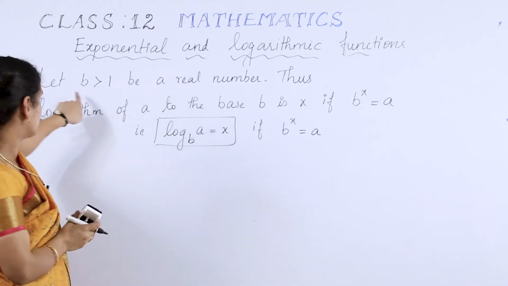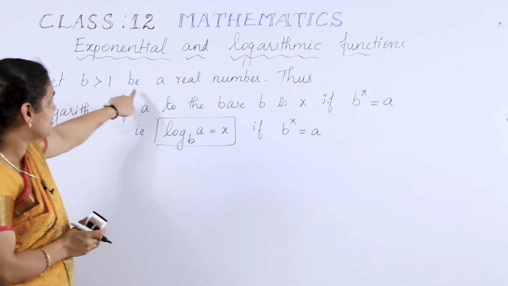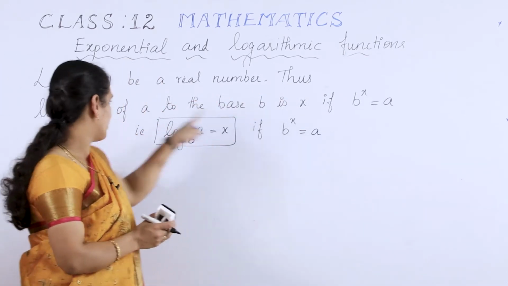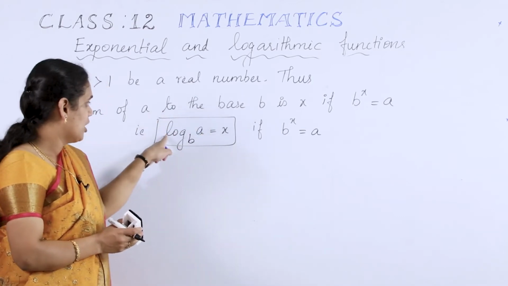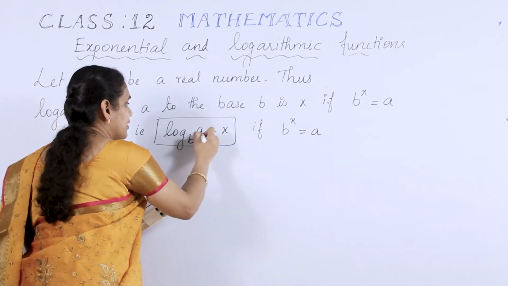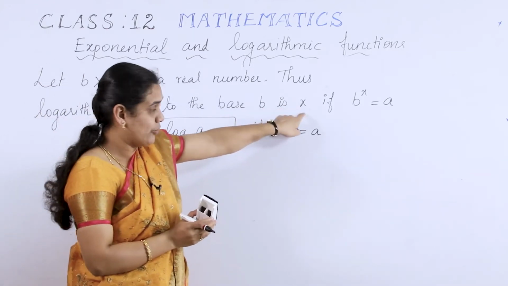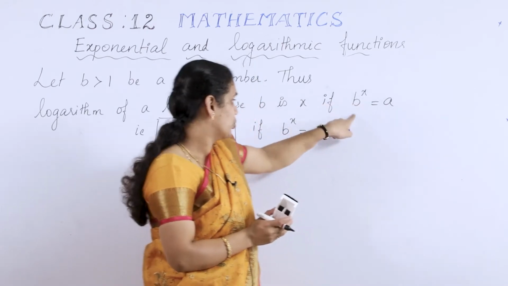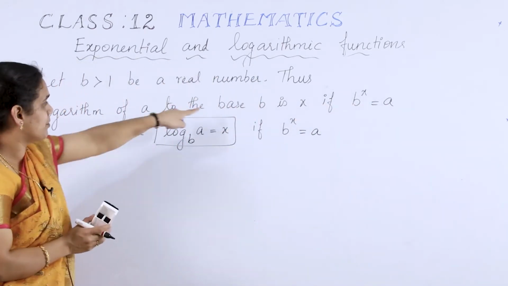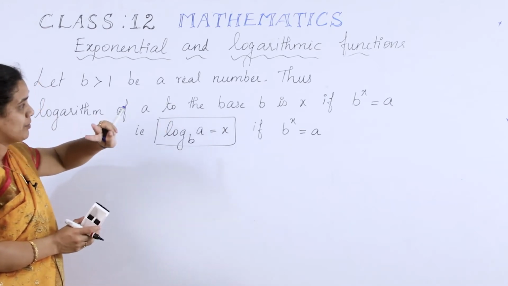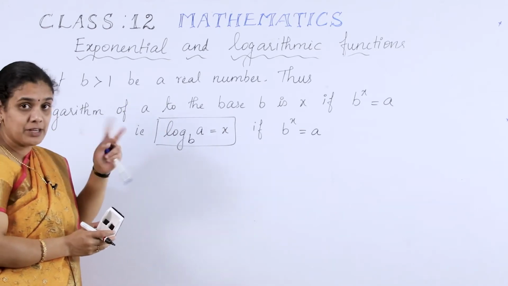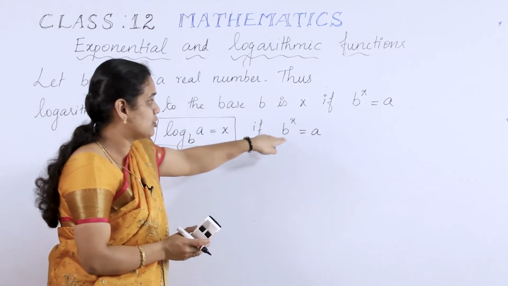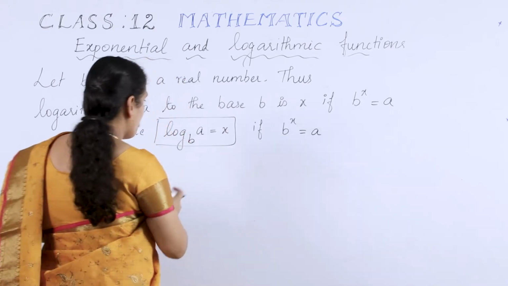We define the logarithmic function like this. Let b greater than 1 be a real number. The logarithm of a to the base b is x if b to the power x equals a. Actually, exponential and logarithmic functions are mirror images, meaning they are inverses of each other. Therefore, log of a to the base b is equal to x if b to the power x equals a.